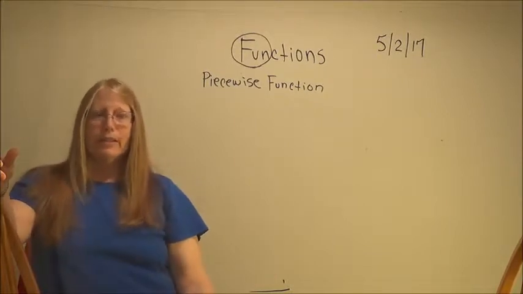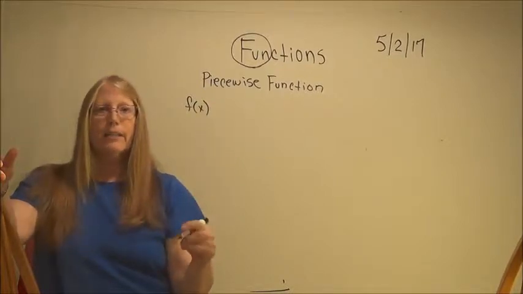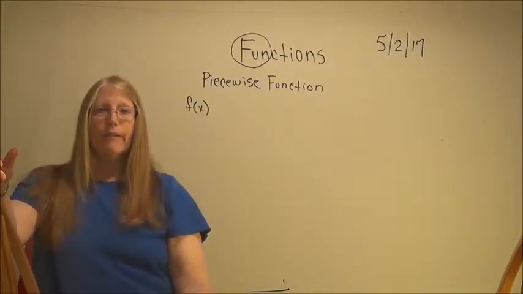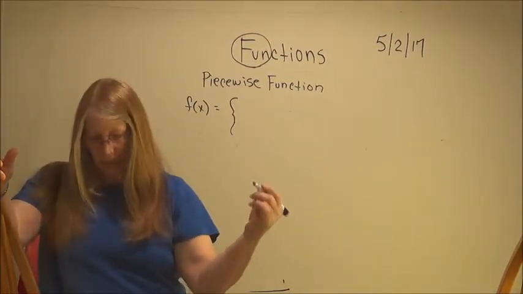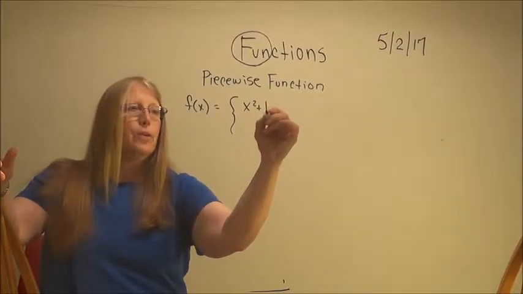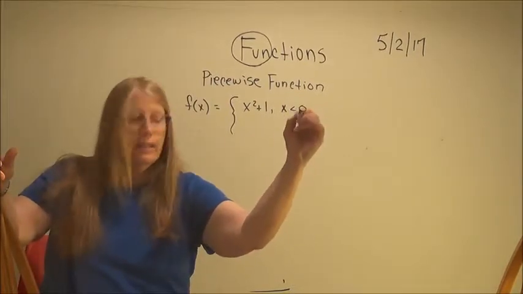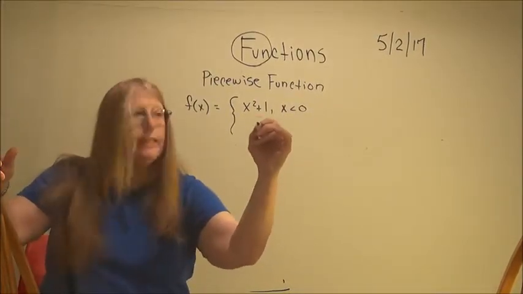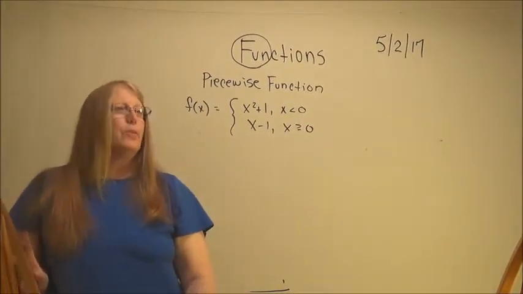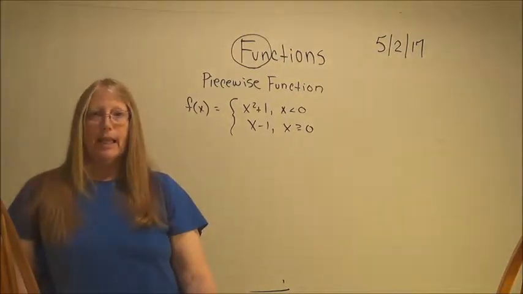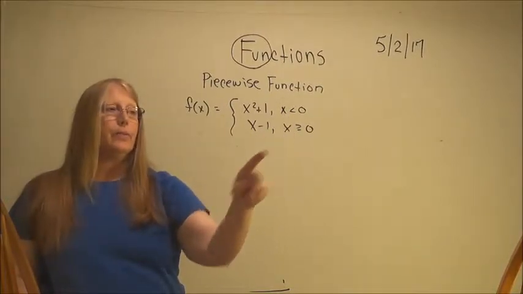An example would be f of x, which you can think of as y. So I could use y equals or f of x equals. They mean the same thing. Or g of x, h of x. x squared plus 1, comma, x is less than 0, and x minus 1 when x is greater than or equal to 0. So a piecewise function comes in pieces, thus its name. So we have one piece when x is less than 0 and a different piece when x is greater than or equal to 0.